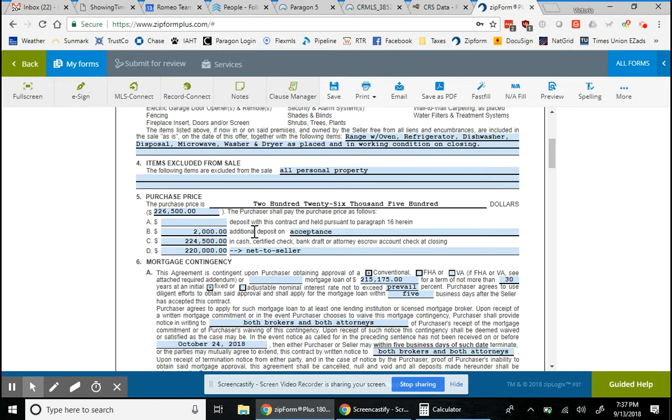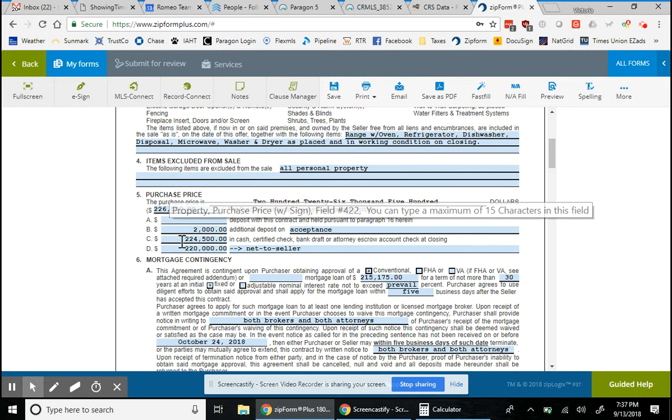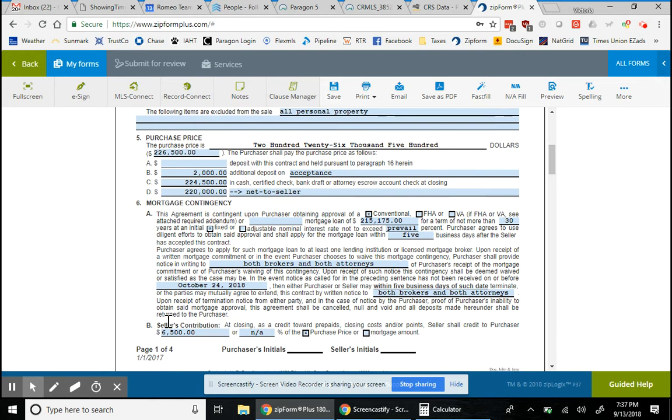Paragraph 5 explains your purchase price. You're offering the sellers $226,500 with a $2,000 deposit, which means that you're bringing $224,500 to closing. However, we're only doing $220,000 net to seller because that's what you actually want to offer the seller. Because if we jump down here, you're asking for a $6,500 seller contribution, which means you're financing $6,500 of your closing costs into your loan amount, which is why we add the $220,000 net to seller, which is what you're offering the seller, plus your $6,500 seller contribution to get the $226,500.